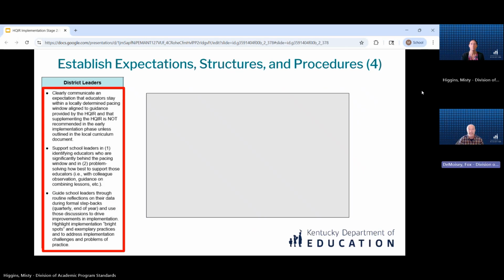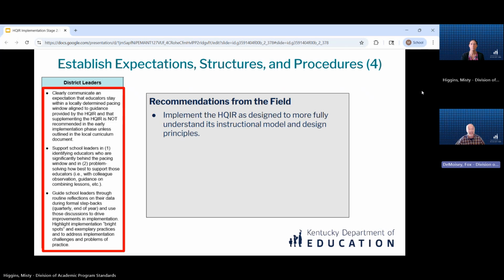Taking these three responsibilities together that you can see boxed here, recommendations from the field, based on what we learned from work with national partners and our work with Kentucky districts, are: implement the resource as designed during early implementation to more fully understand its instructional model and design principles. The understanding of the HQIR that implementing it as designed will afford is critical when you reach ongoing implementation, when districts refine their use of the resource, since it allows them to know the impacts of those refinements and to make sure they're adding value to the HQIR and how it's operating within the local curriculum without compromising integrity.